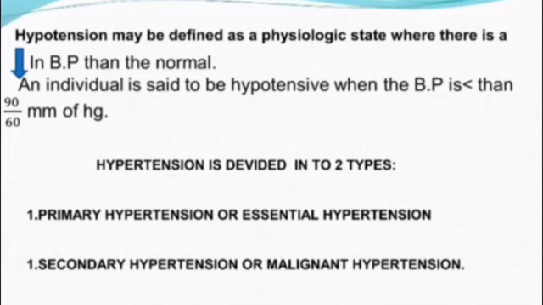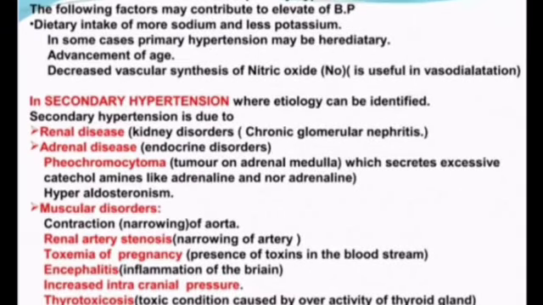Next, primary or essential hypertension means the etiology is of unknown cause, and it is known as primary hypertension. Its factors are dietary intake of more sodium and less potassium. Next we see hereditary problems, age, etc.